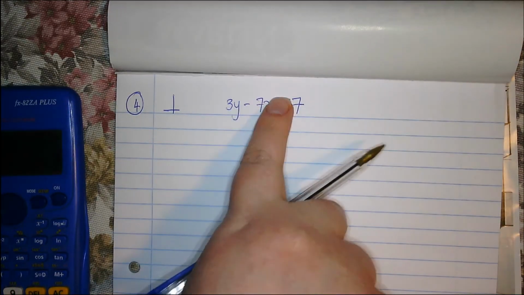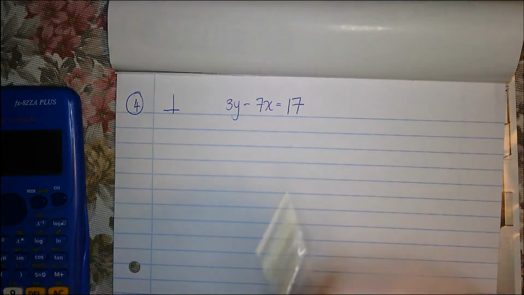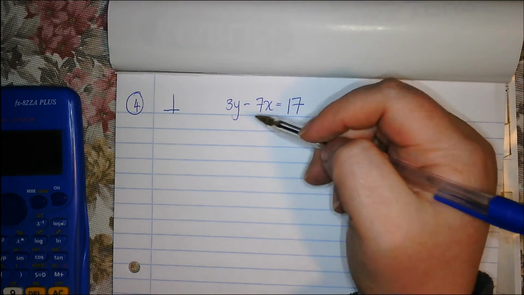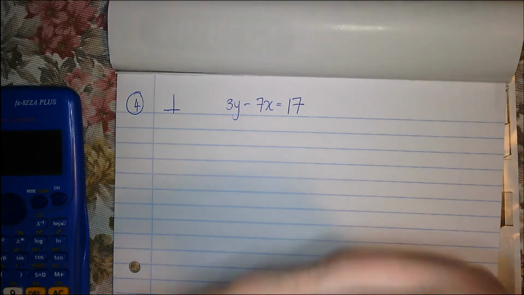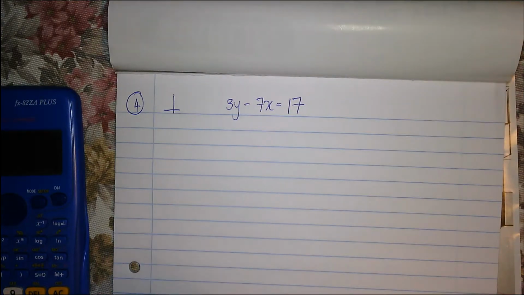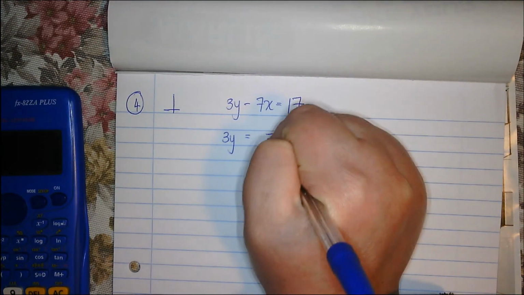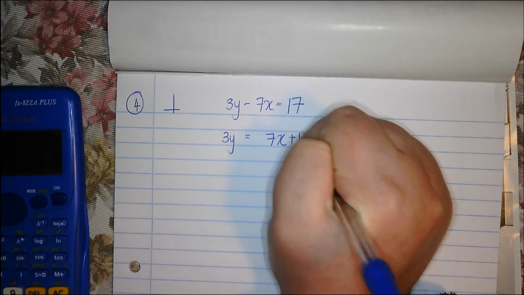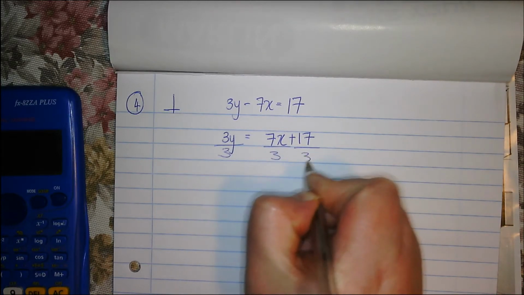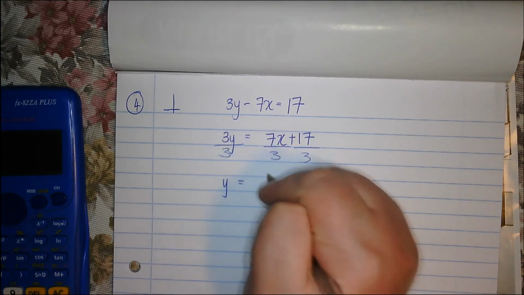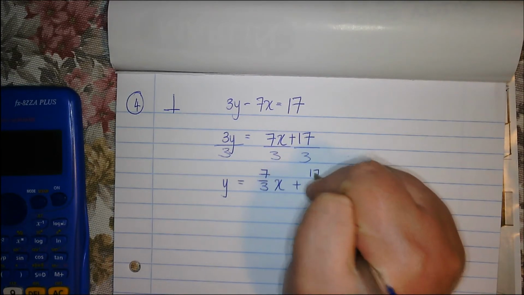So first we need to get this in standard form to figure out what this one's gradient is. And remember, the gradient that we're looking for is only perpendicular to this line. So this line is just the stepping board. It is a step in the right direction. So we want the y alone. 7x becomes positive. This was already positive. We're going to divide by 3, divide by 3, divide by 3. That gives me y equal to 7 over 3x plus 17 over 3.